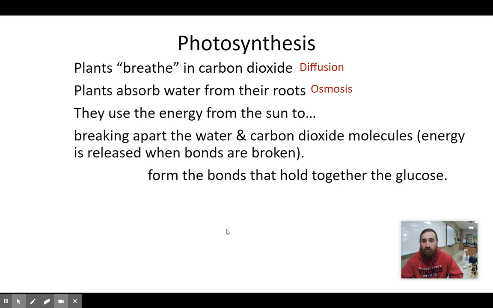Now, they use this energy from the sun to make ATP. Now, ATP, guys, just so you remember, is a form of energy. Now, this ATP is going to break apart the water and carbon dioxide molecules, and energy can be released when bonds are broken. Now, when that happens, that ATP is going to be used to form the bonds that hold together glucose. So, in photosynthesis, we have water, we have carbon dioxide, and our products are going to be glucose and oxygen. Okay, so reactants, once again, are water and CO2. Our products are going to be oxygen and glucose. Now, ATP is going to be part of this, guys. We're going to talk about ATP a little bit more as we keep moving through.